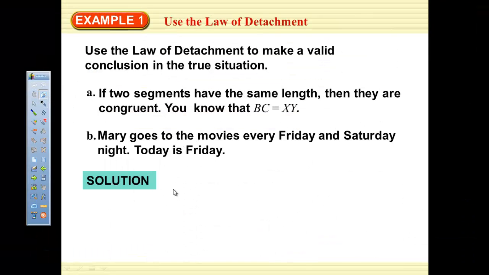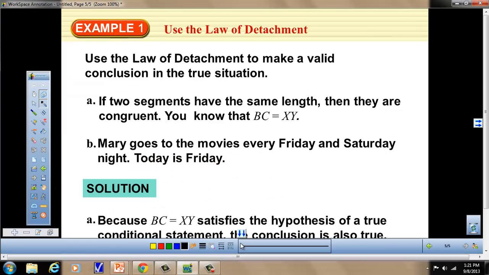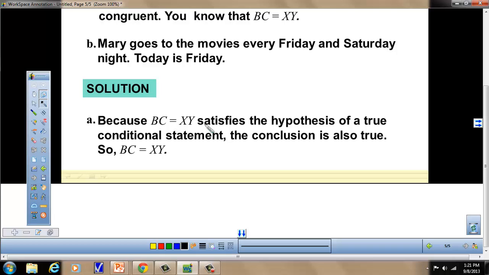So again, and there's a typo on this, so I'll just fix it. Basically, it's saying, because this satisfies the hypothesis, my conclusion should be that those are congruent.